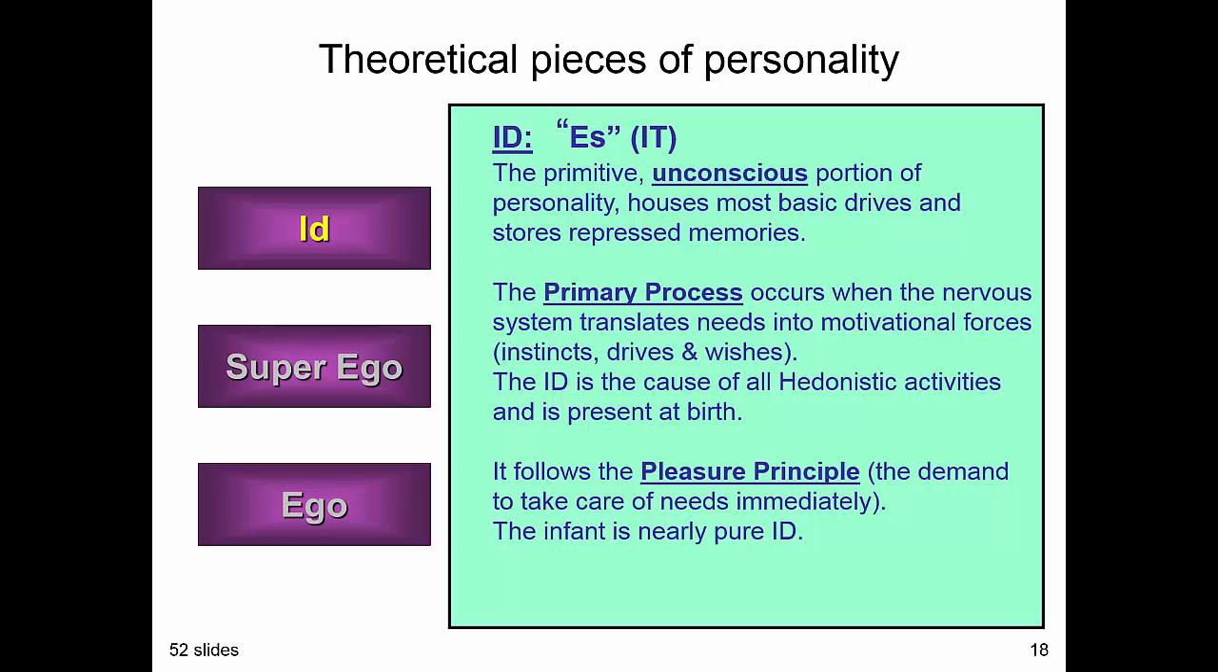A hedonistic person is one who is totally involved in self-gratification, through sex, yes, but also through any other means. A hedonistic person will not do anything unless it is pleasurable for them to do so. Pleasure and happiness are the only goals worth pursuing for a hedonistic person. Nothing else matters. It follows the pleasure principle, which is the demand to take care of needs immediately. There's no delay of gratification here for the id. The infant is nearly pure id. If you think about infants, they want it, and they want it now.